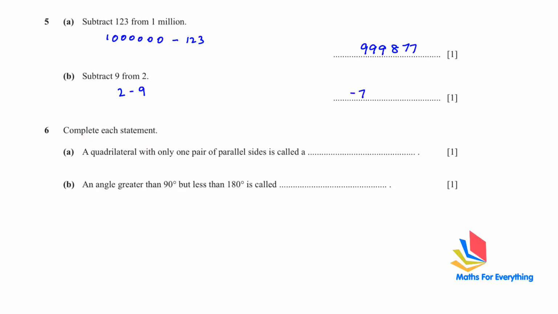Complete each statement. A quadrilateral with only one pair of parallel sides is called a trapezium. I hope you know what a trapezium is. And part B, an angle greater than 90 but less than 180 is called an obtuse angle. If it is 90 degrees, it's called a right angle. And if it is less than 90 degrees, it is an acute angle.